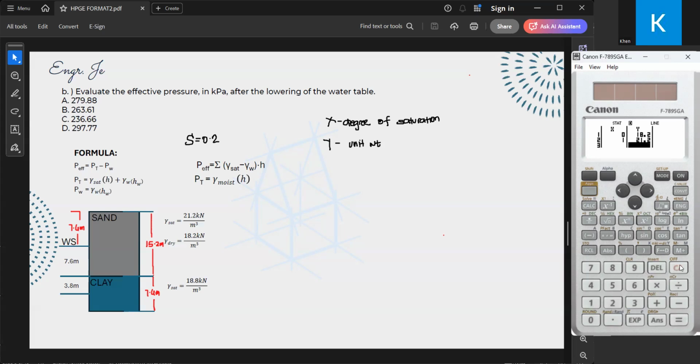So let's click CA, apps, then regression, and the y hat. And we're gonna put our 0.2, because that's 20%, lowered to 20%. So click equals, that's 18.8 kilonewton per cubic meter. That is our gamma moist. So our gamma moist is equals to 18.8 kilonewton per cubic meter.